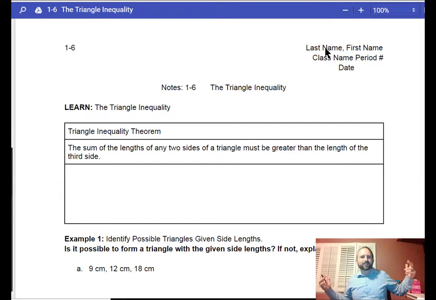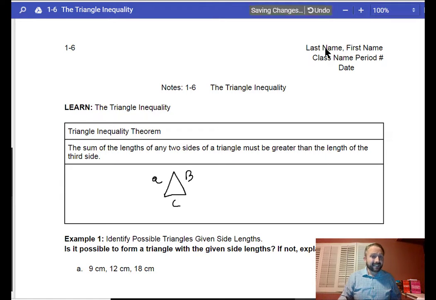Welcome to Integrated 2, Chapter 1-6, the Triangle Inequality. So we're going to talk about the Triangle Inequality Theorem. The sum of any two sides of a triangle must be greater than the third side. So we could call this A, B, and C.